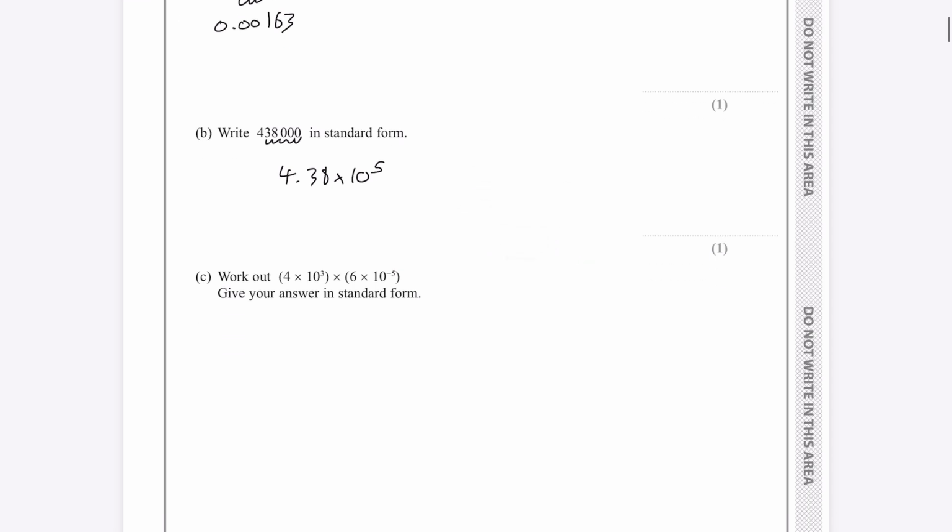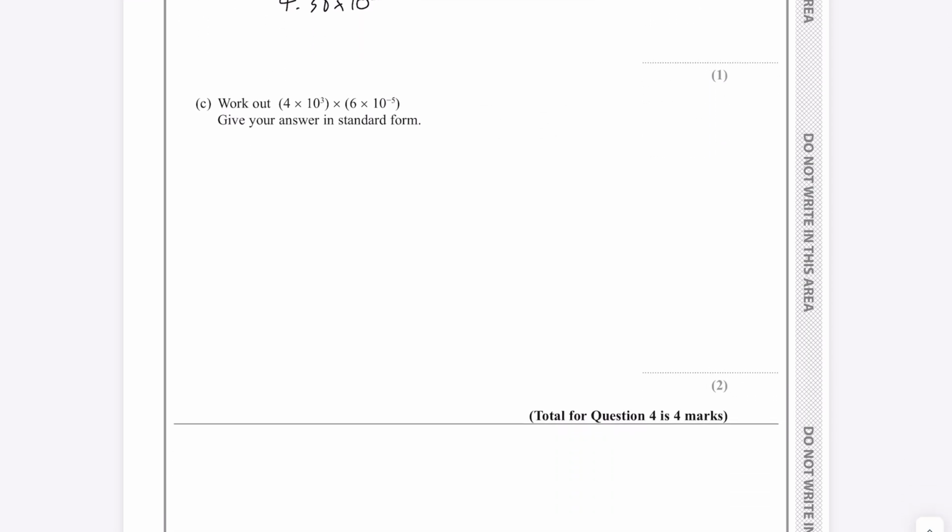And moving on to the next one, it's asking us to work out the two numbers multiplied together. So since we're multiplying, the order really doesn't matter, and we can almost ignore the brackets. So we can write this as 4 times 10 to the power of 3 times 6 times 10 to the power of minus 5. We'll do 4 times 6 first, so that's 24. And that leaves us with 10 to the power of 3 and 10 to the power of minus 5. Now when you multiply indices together, you add them. So 3 plus minus 5 will give us 24 times 10 to the power of minus 2.